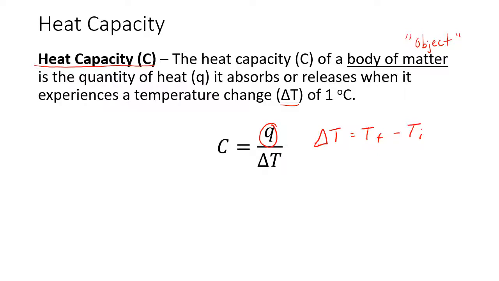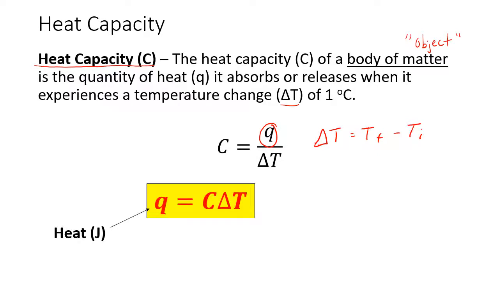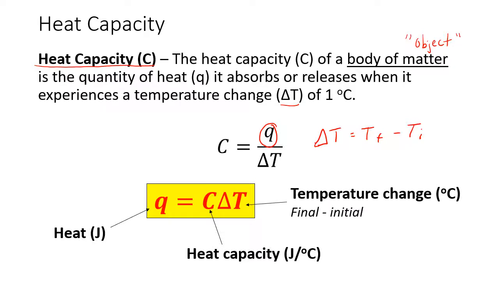If we rearrange our heat capacity formula, we could solve for the heat. Heat, or Q, would be measured in units of joules. The heat capacity, capital C, has units of joules per degree Celsius, and our temperature change is usually in degrees Celsius, but it could also be in Kelvin. We take some final temperature minus some initial temperature to find the change.